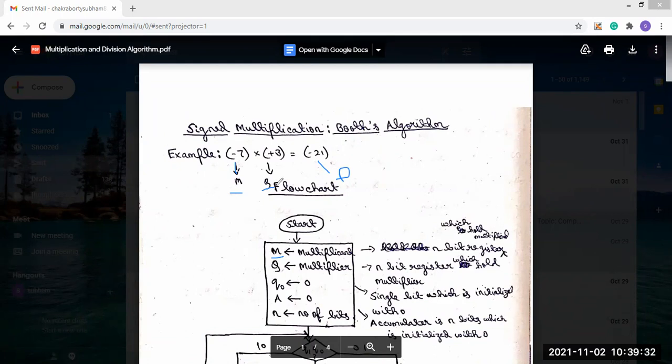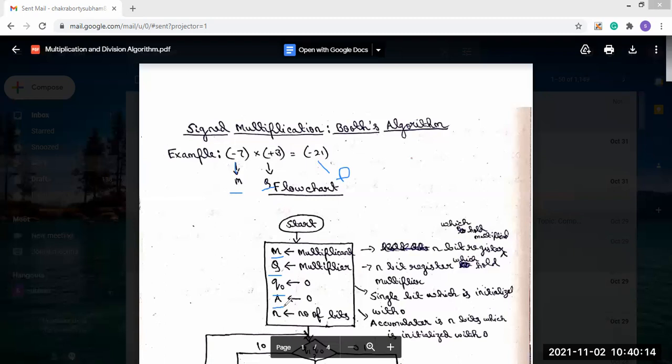Now what is this Q? Q is the multiplier. This Q is also an n bit register which holds the multiplier. And Q0 is initialized with 0, that means it is set to 0. Why? Because Q0 is a single bit, which is initialized with 0.